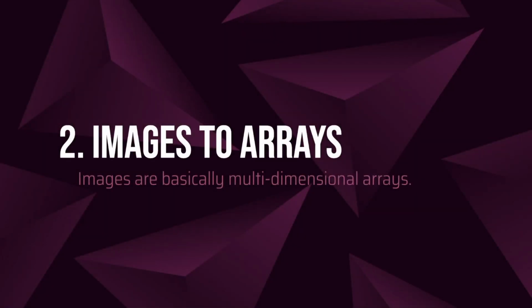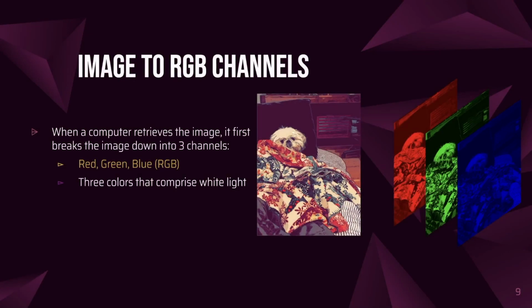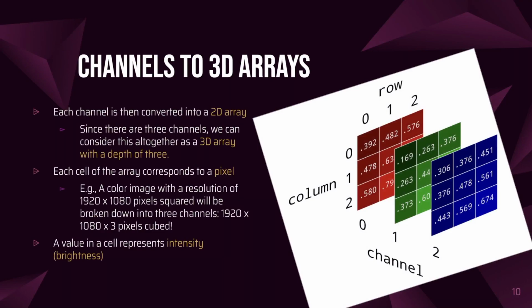So why are images arrays? When the computer retrieves an image, and here I'm saying colored image, it first breaks down the image into three channels: red, green, blue, also known as RGB. These three colors comprise white light, by the way. Each channel, red, green, blue, is then converted into a 2D array. Since there are three channels, we can consider this all together as a 3D array with a depth of 3 because there are three channels. And each cell of the array corresponds to a pixel.